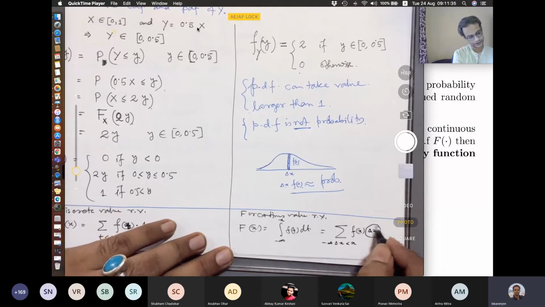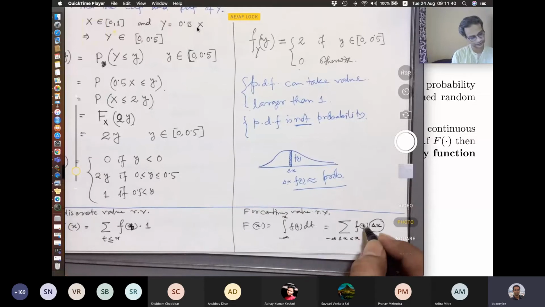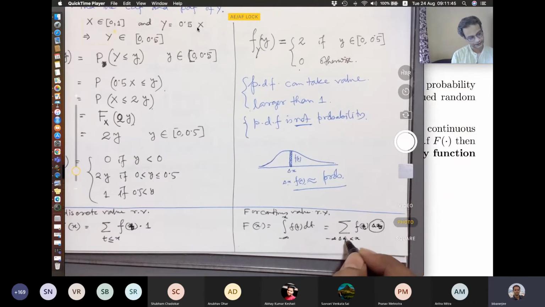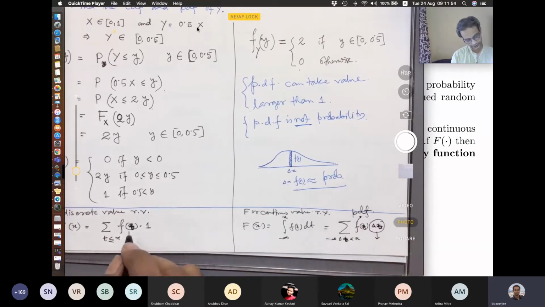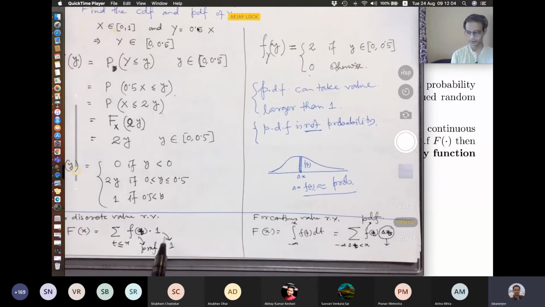So here the multiplier is delta t, the dummy variable in the integration, no problem. This is the PDF, this is the PMF, and this is 1. So here, as you are in a countable set, you multiply 1, 1, 1 and then take the sum, and this is probability, this is not probability.